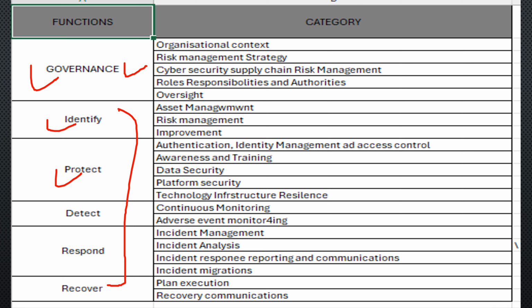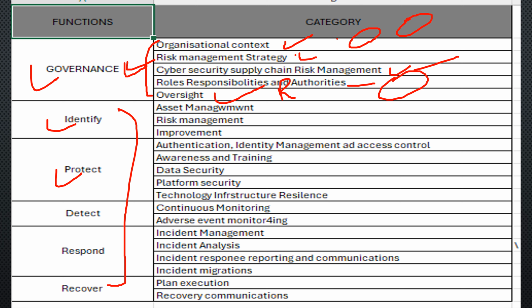In addition, organizational context means how many interested parties there are, how we can manage the internal security posture, and how many stakeholders or interested parties can impact the internal posture of the organization. Risk management strategy, because if governance is there, it cannot live without the risk management part. Supply chain means how many suppliers there are. Roles, responsibilities, and authorities means accountabilities. Oversight means actually the resilience part, the backup part we can say. So these are the subcontrols of the governance part.